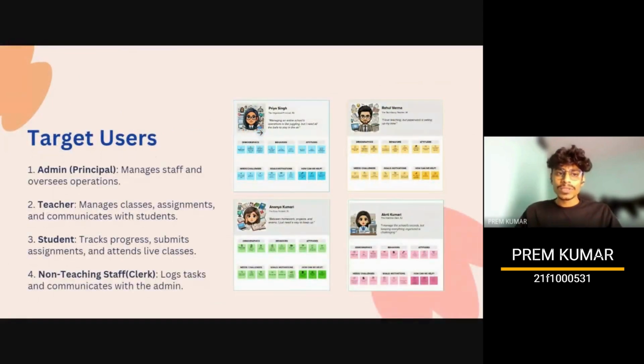So we have some target users here. The first one is the admin panel, which basically goes with the principal. They are the manager, so they will manage the staff and oversee all the operations related to the staff, teachers, and students, such as notices and announcements. The second one is the teacher, who will manage the classes, assignments, and communications. They can communicate with the students for the different classes and different groups.